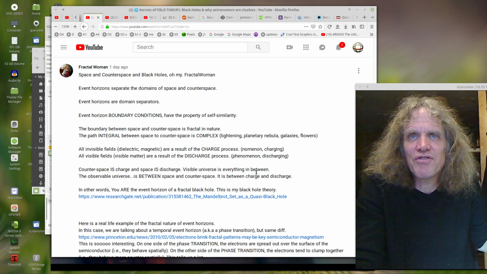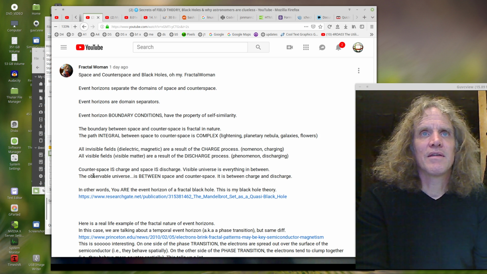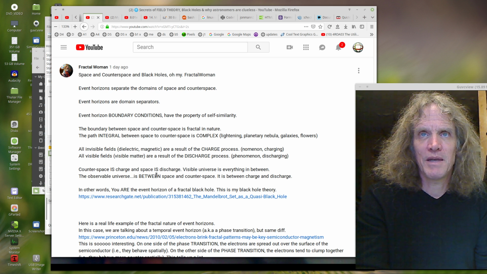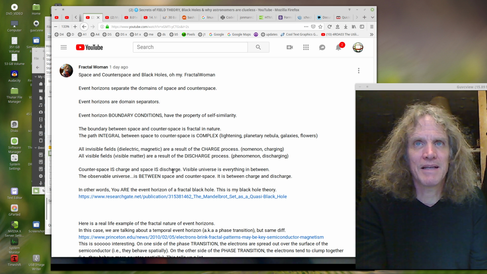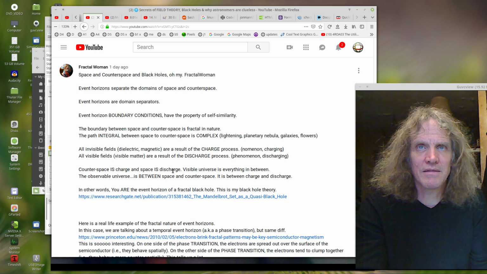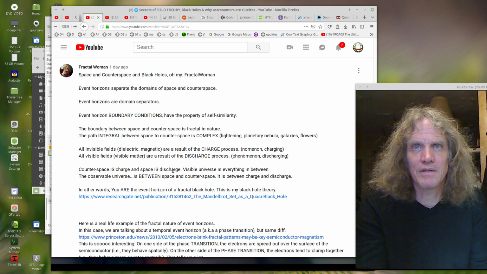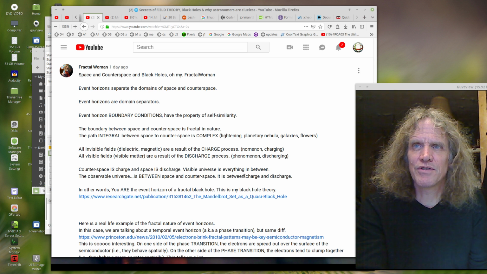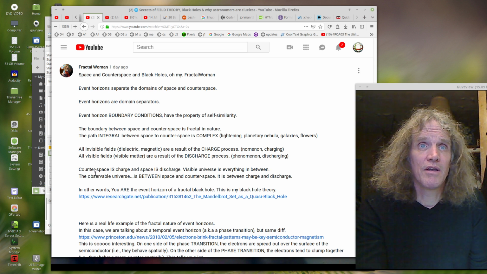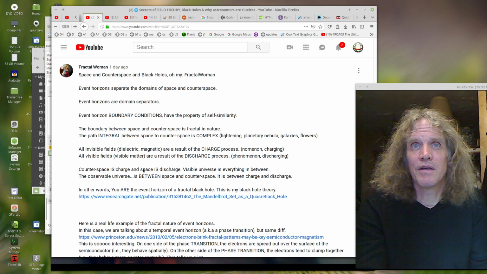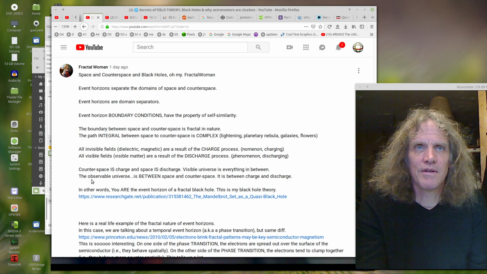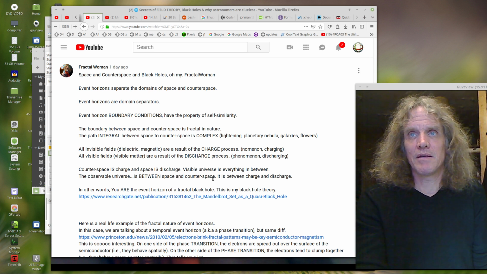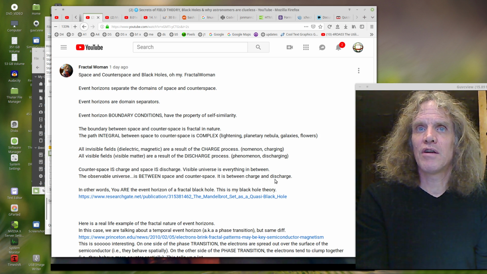Just fucking idiot. I mean, there's just no evidence for any of this mush. Counter space is charge, and space is discharge. So that makes a lot of sense. So Tesla said space is nothing, has no properties, but it's discharge. Okay. Visible universe is everything in between. So we're the little sparky bits between the counter space cathode and the regular space anode. The observable universe is in between space and counter space. It is between charge and discharge.